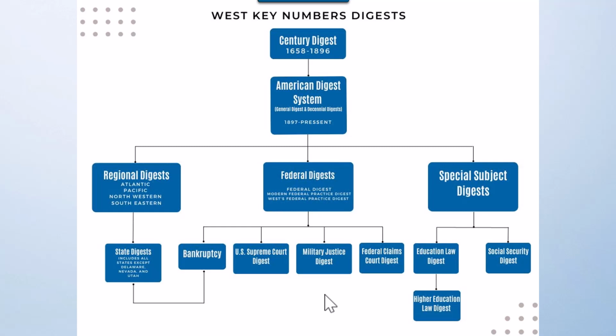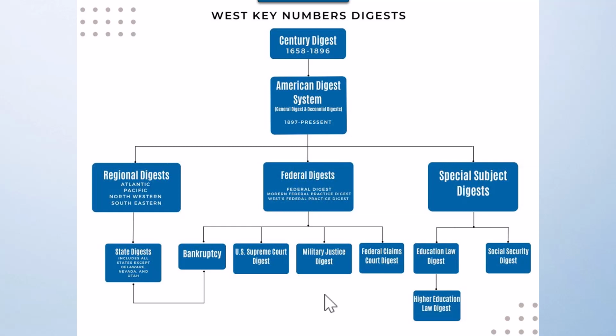The U.S. Supreme Court Digest contains, you guessed it, only decisions of the U.S. Supreme Court. If you're doing research on U.S. Supreme Court decisions, you can use the general Federal Digest in the level above. But if you know all you want is U.S. Supreme Court cases, then you might as well just use the specific digest for that court.